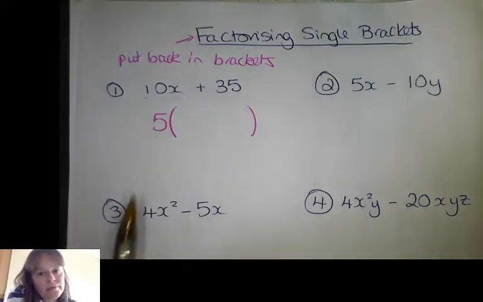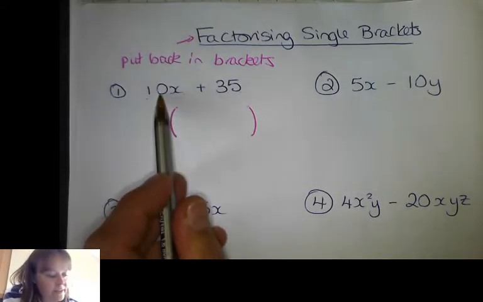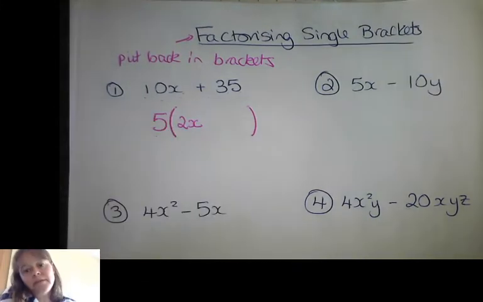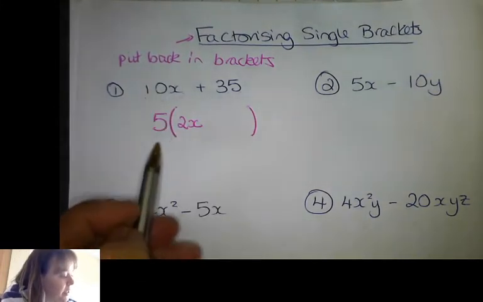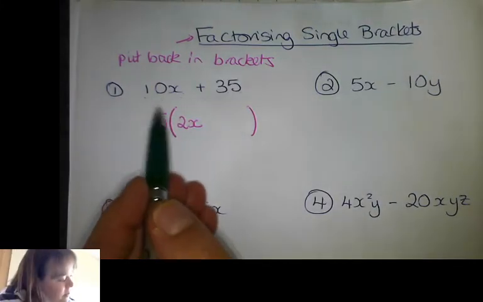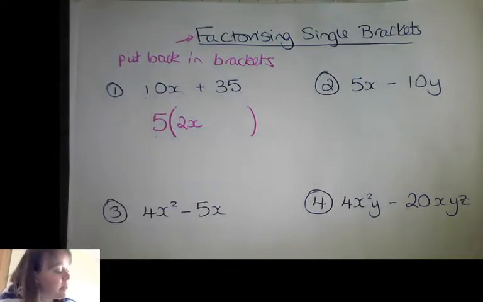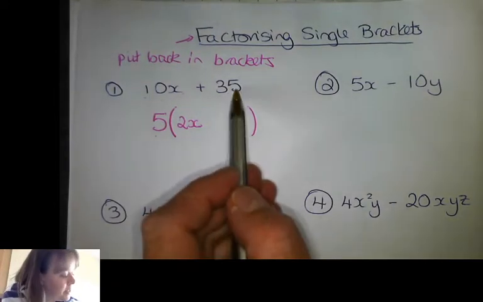So in my head, I have to work out 5 times what gives me 10x. Well, I think 5 lots of 2x gives me 10x. So I'm going to put 2x in here, because then if I think back to what I did in the starter, when I was multiplying out with that arrow, 5 lots of 2x gives me 10x, and that would give me that first bit. Same deal at the end here.